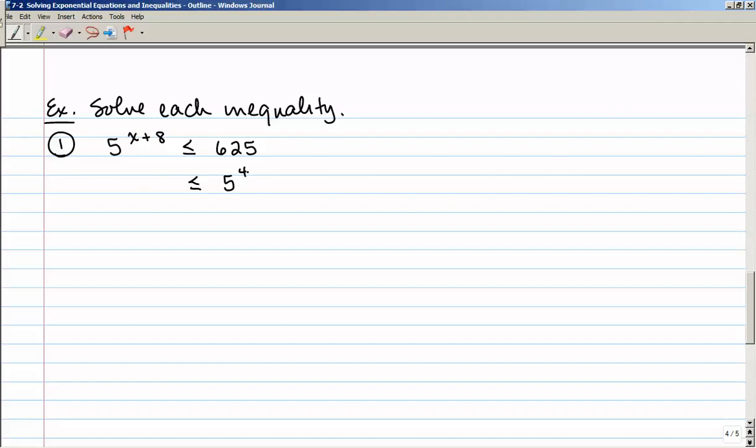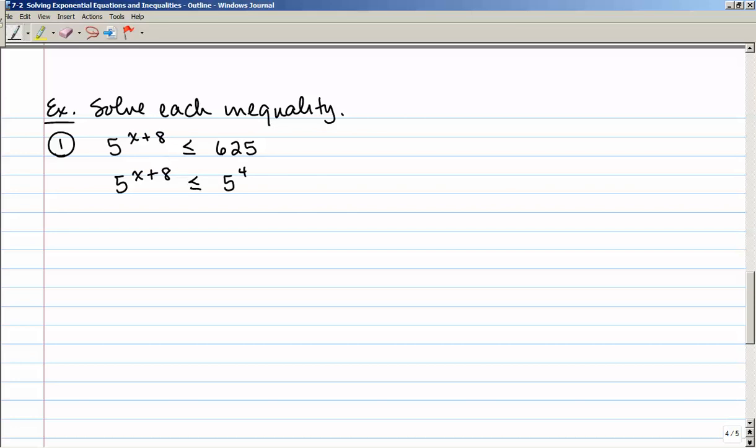And if you're not sure, okay, clearly 625 is divisible by 5, so I'm just going to try a couple different things, 5 squared, 5 to the 3rd, 5 to the 4th, 5 to the 5th. Just keep trying a couple different things in your calculator until you get what it is. So this is going to be 5 to the x plus 8.